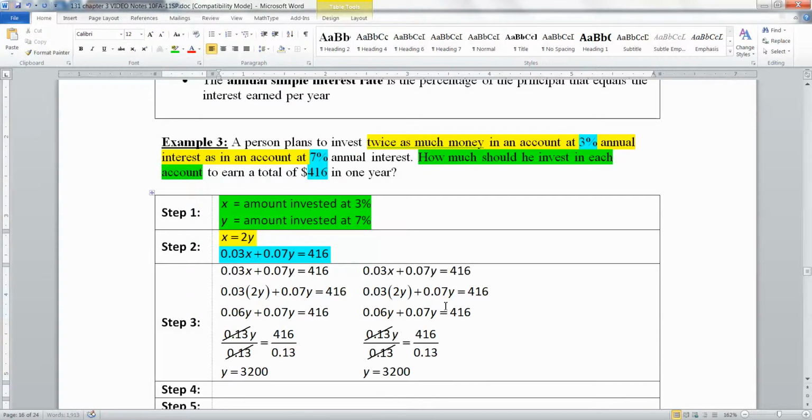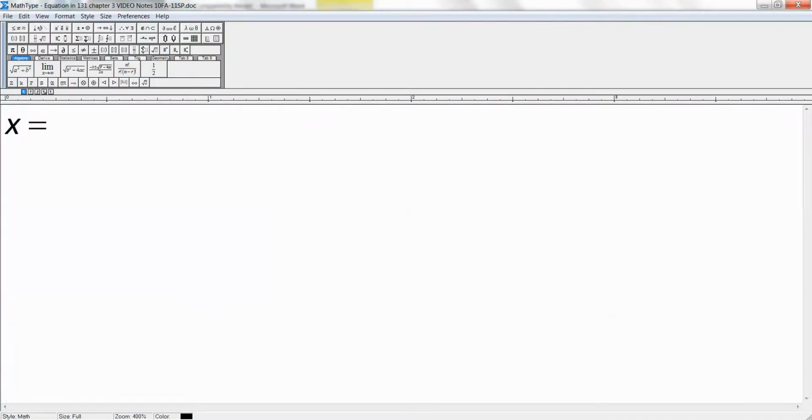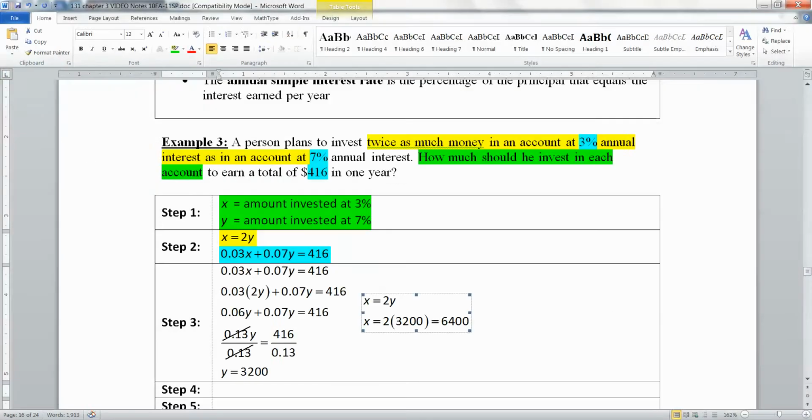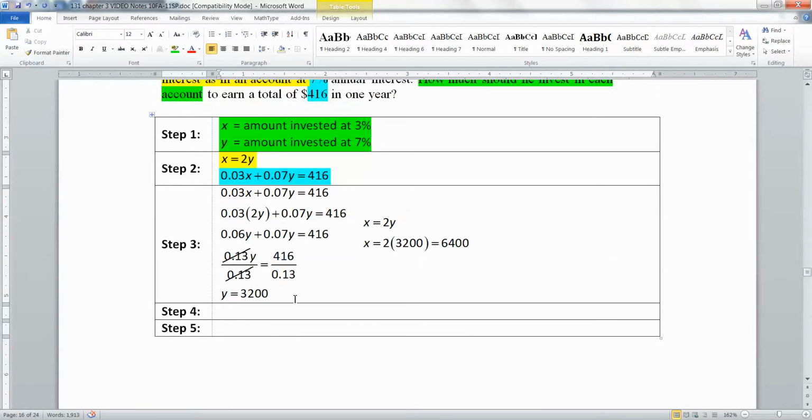You know that the y is 3,200. So what's x? Well, remember, x is equal to 2y. So that means x is equal to 2 times 3,200, which means it's equal to 6,400. Okay, we've solved our equations. Wasn't even too hard. Now we just got to make complete sense of this.